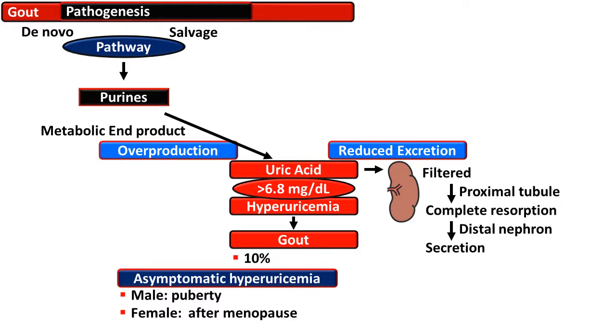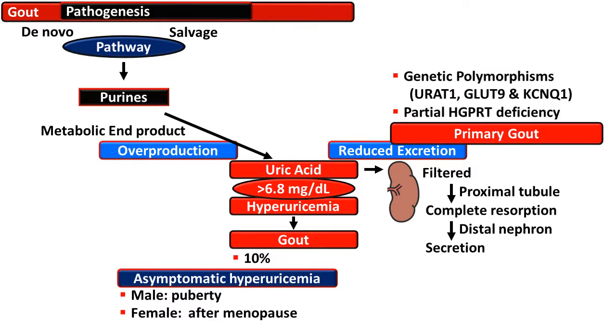Then this uric acid is filtered through the glomerulus, and in the proximal tubule, it is almost completely resorbed. And in the distal nephron, a little quantity of this uric acid is excreted.